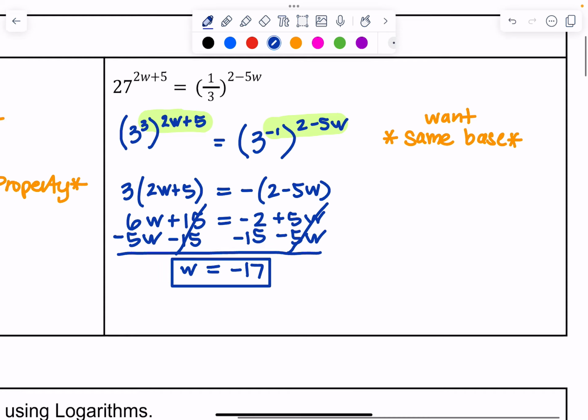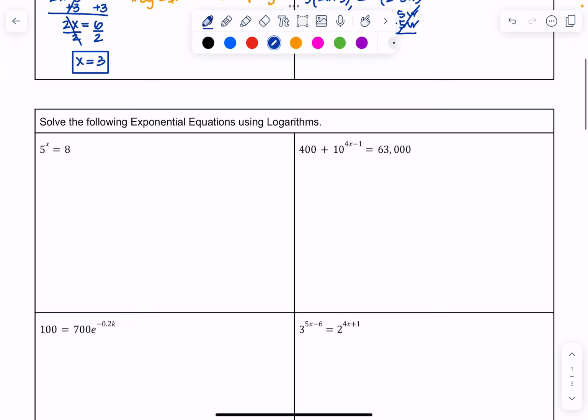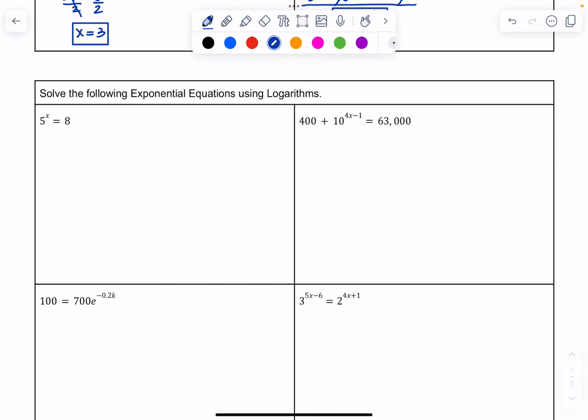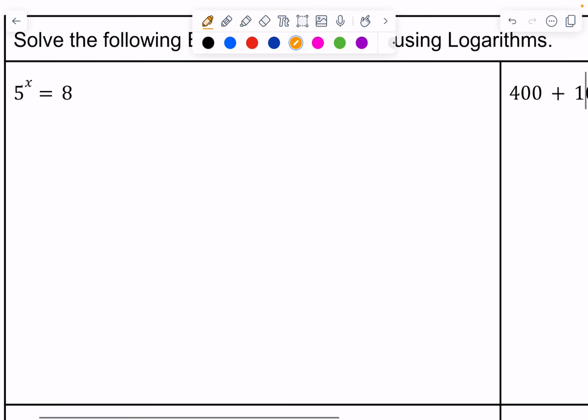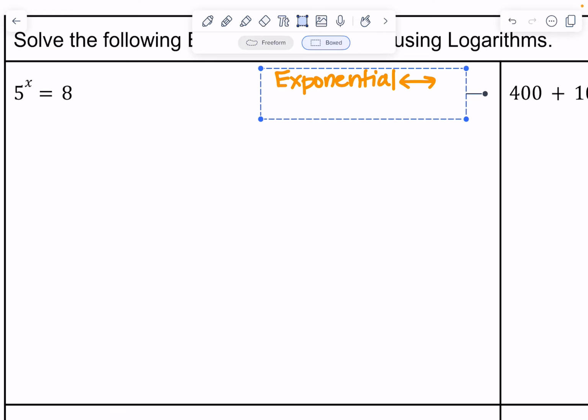Awesome. All right, this next section says solve the following exponential equations using logarithms. So here we may or may not have the same base, so we're going to have to use logarithms. So really quick, if we are going from exponential to logarithmic form, let me move this over.